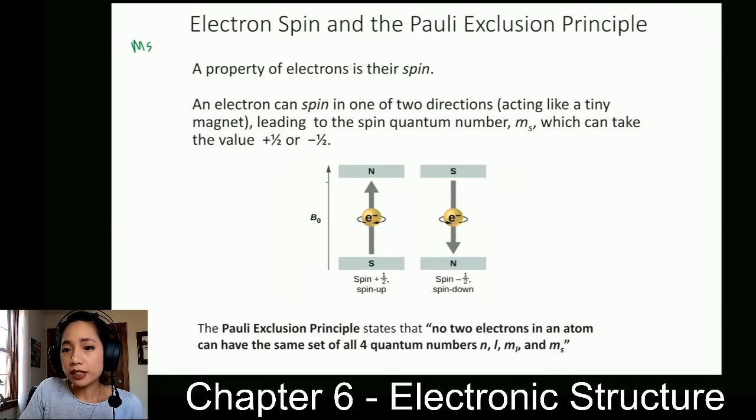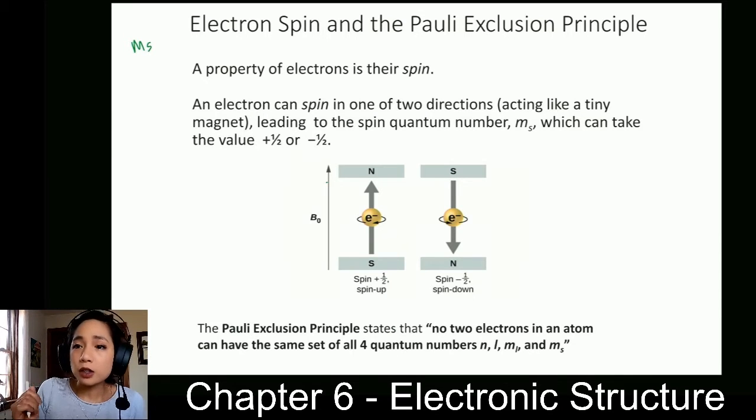All right, so let's finish off our discussion of electronic structure and talk about our last quantum number. We already talked about our first three, n, l, and ml, which can describe an electron in terms of its size, its shape, or its orientation. And that describes what type of orbital that electron is in. These electrons are around the nucleus of an atom, and we're trying to describe the behaviors of these electrons.